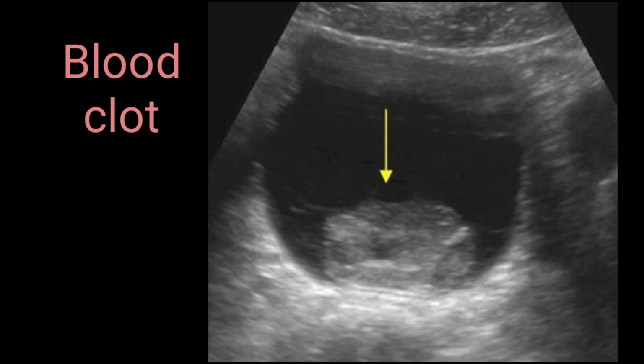This blood clot will gravitate towards the dependent side, and then after that perform another maneuver. Ask the patient to roll over to the left decubitus position, and you will see that the blood clot will gravitate towards the left side. So by this gravitational change, the blood clot could be confirmed.